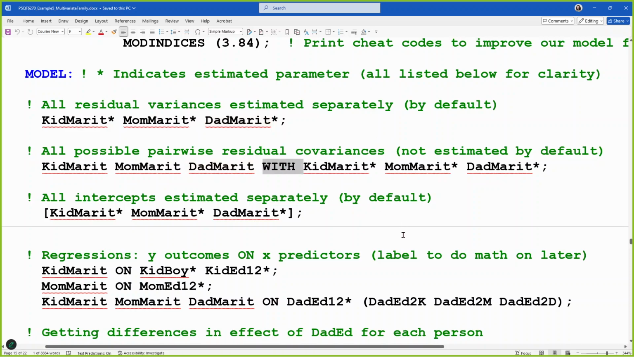With means covariance. So this one line of code, by listing the same outcomes on both sides of the with, gives me all possible covariances. It's more efficient. Like making a matrix, so to speak. Exactly. The off diagonals of the matrix. Yeah, so the diagonal would be here, the off diagonals would be here. Things in brackets are either intercepts or means. And it knows which it is. It's an intercept if it's a variable that's being predicted. It's a mean if it's not.